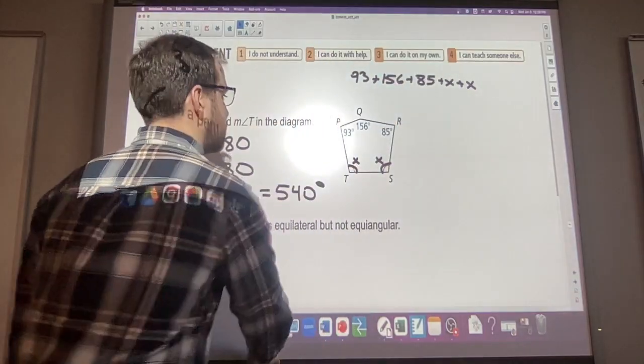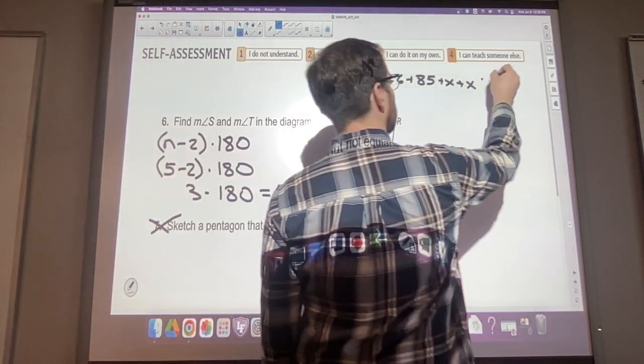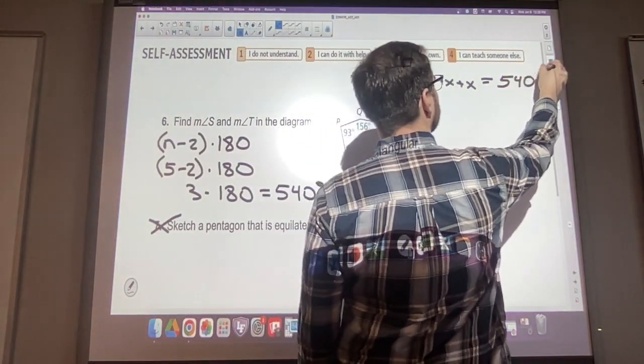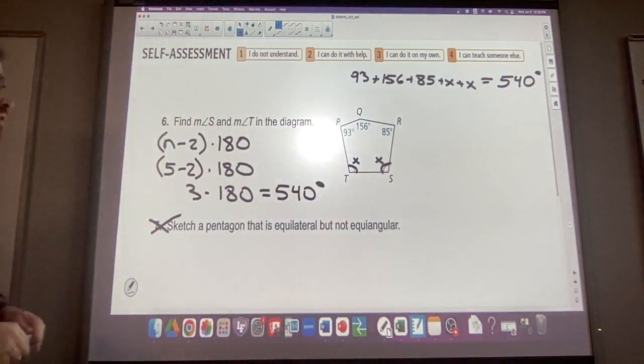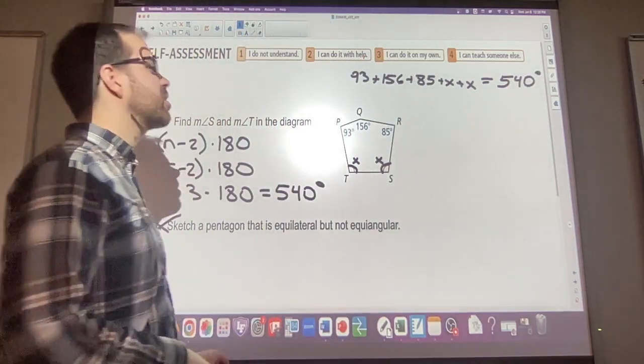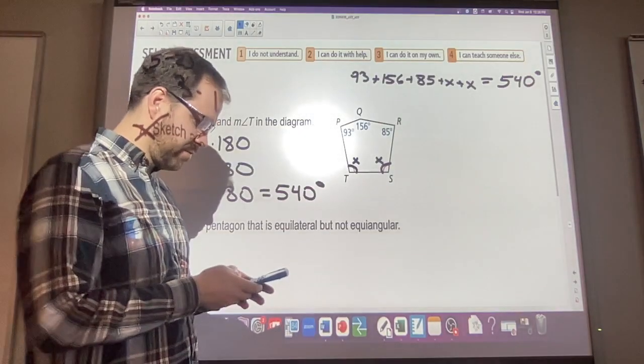All of this, these 5 angles have to add to 540. So since they add to 540, we can solve this now. We got to combine our like terms first. So why don't we get a calculator and add those up? And then we'll solve from there.